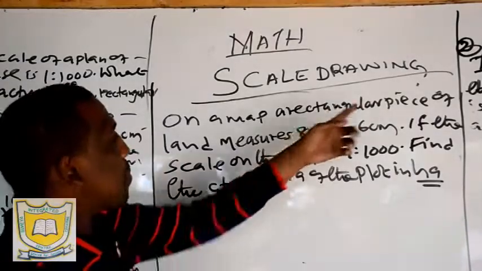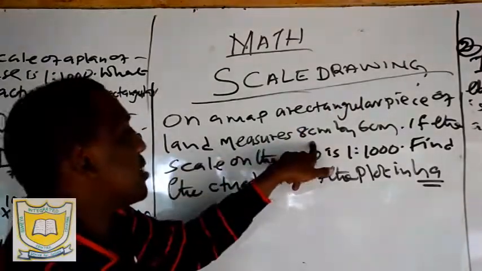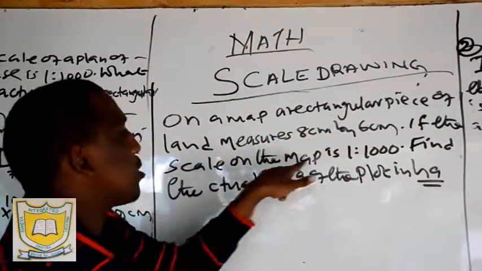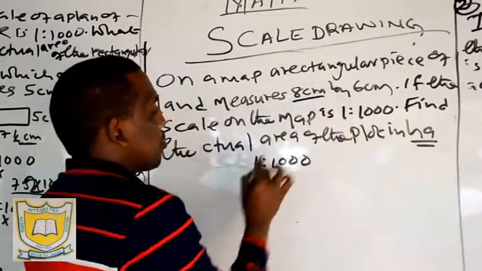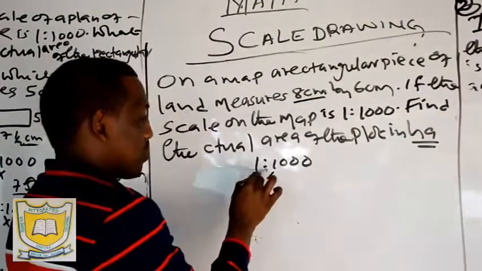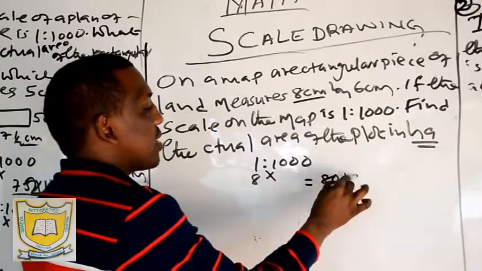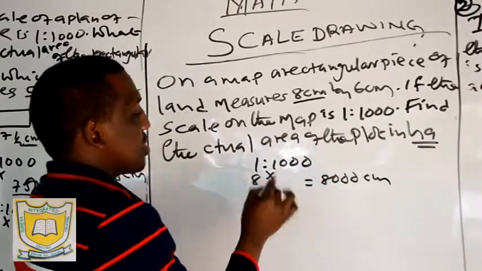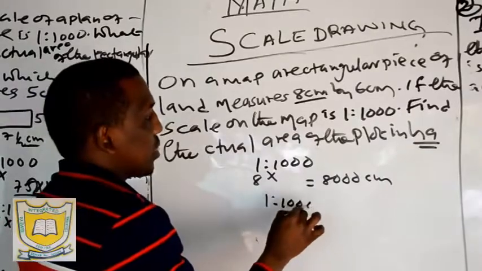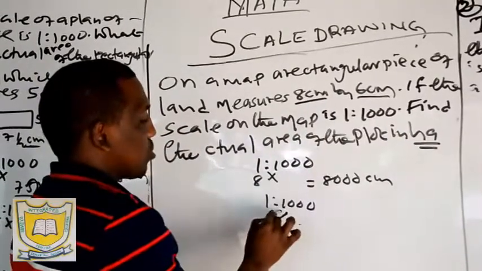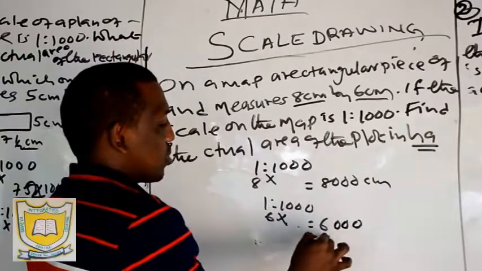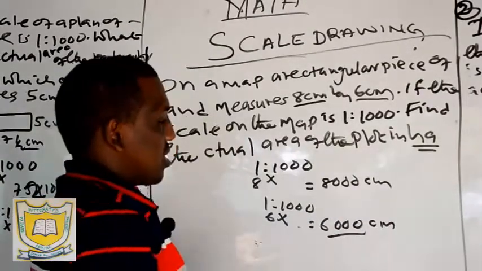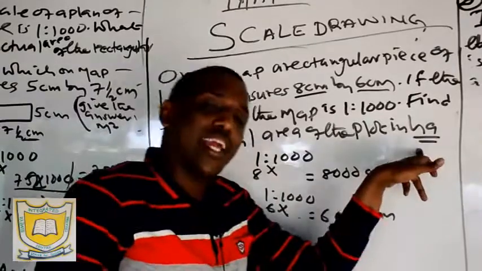You are told on a map a rectangular piece of land measures 8 centimeters by 6 centimeters. If the scale on the map is 1 centimeter represents 1,000. The length, what about 8? Cross multiply, which is equal to 8,000 centimeters. The width now, 1 centimeter represents 1,000. What about 6 centimeters? Cross multiply, you'll get 6,000 centimeters.